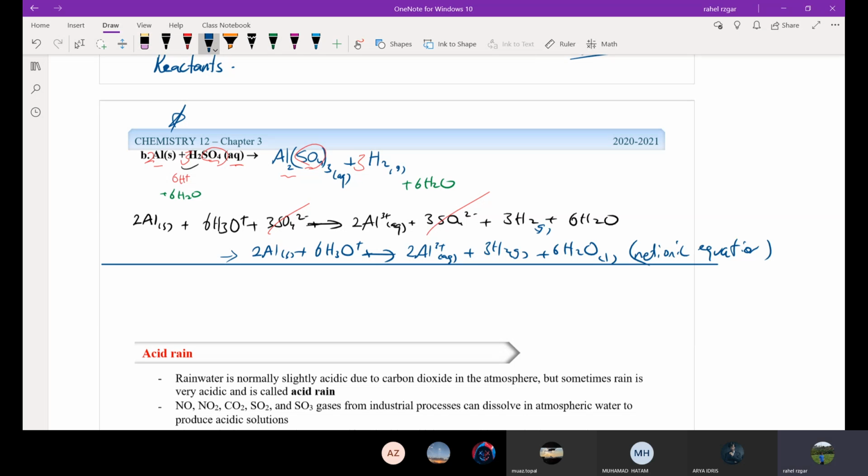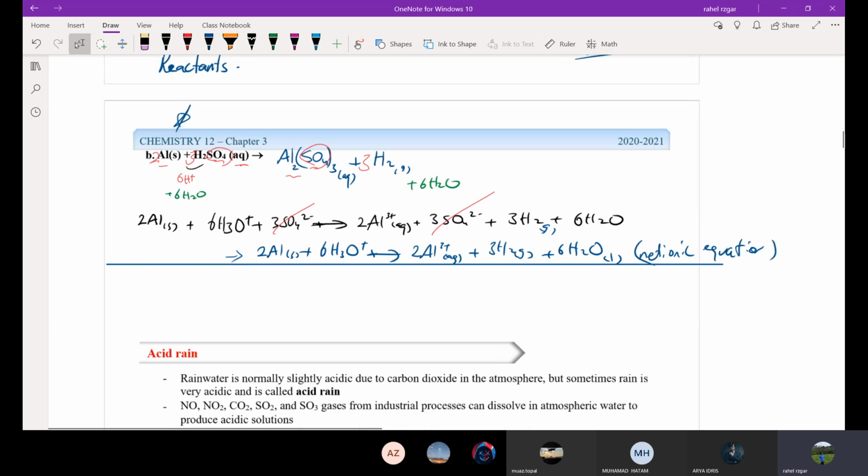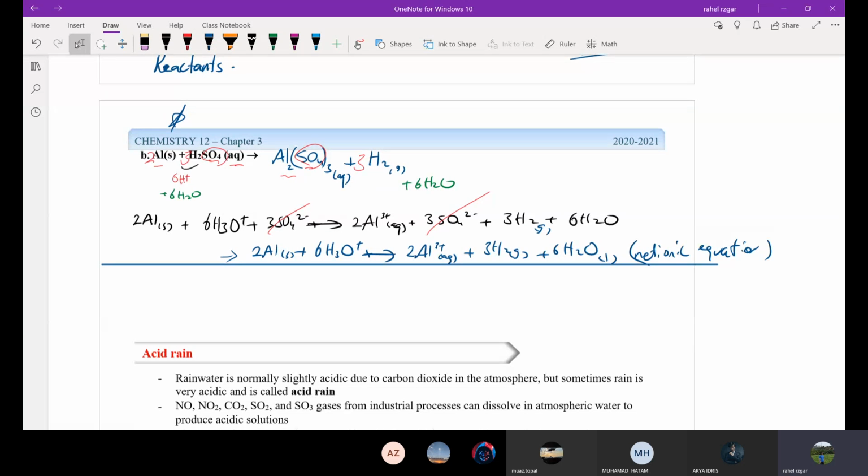Or it might tell you, in the net ionic equation, how many H2Os are produced in the reaction? You have to say 6 H2O. It might not only ask the whole net ionic equation, it might ask only specific parts. For example, it might say, how many H3Os are in the reactant? You have to say 6. That's why you shouldn't forget balancing. If you forget balancing, those numbers will be incorrect and everything will be wrong.